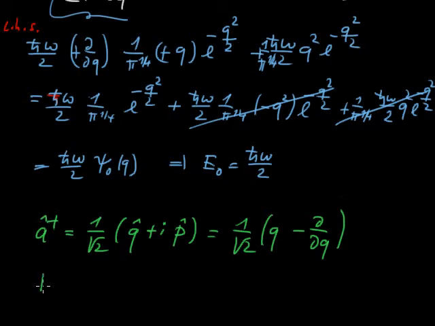And I also know that the n plus 1 state, which I might be looking for, is just 1 over square root of n plus 1, the creation operator acting on the state n.